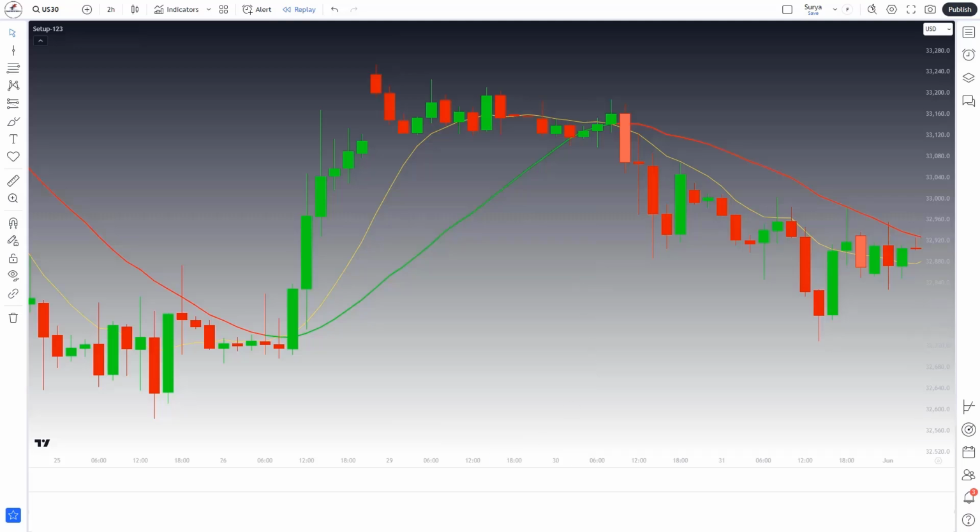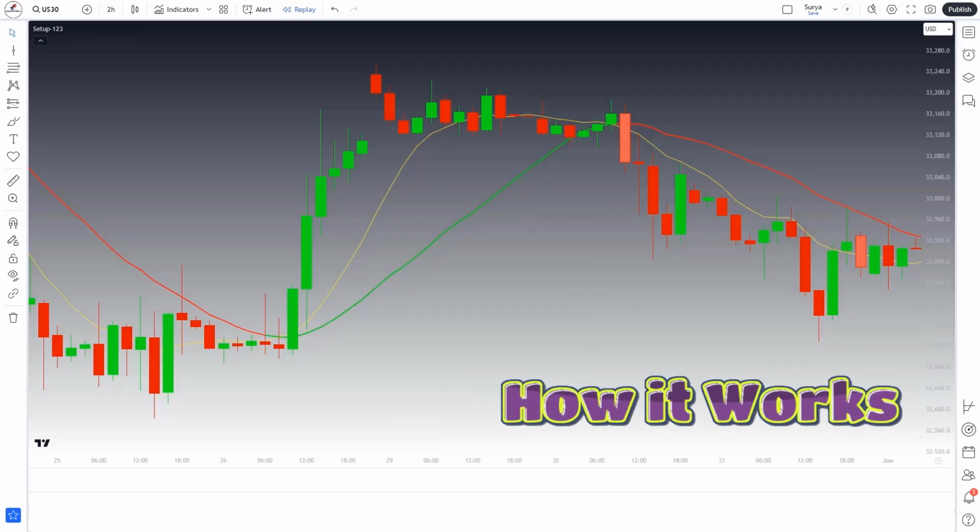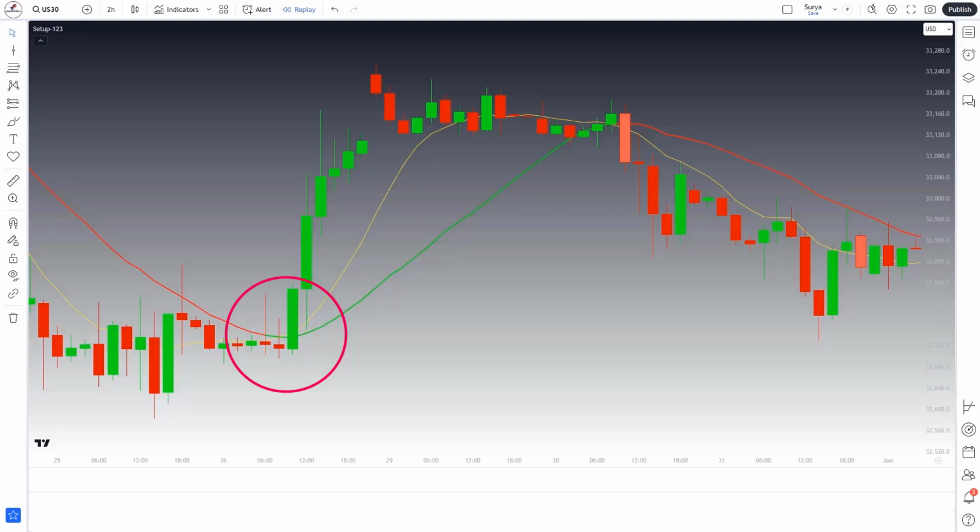First of all, understand how this indicator works. Here you see this red, green and yellow color line. It is called the Setup 123 Scalper Indicator. When both the lines of the Setup 123 Scalper Indicator cross each other, and the plot line becomes green, and the market forms a bullish candle, we have to take a buy order.